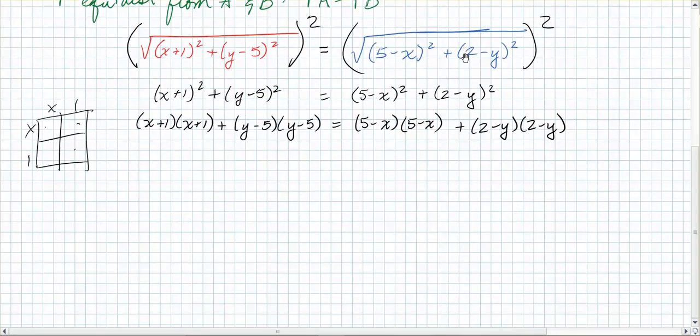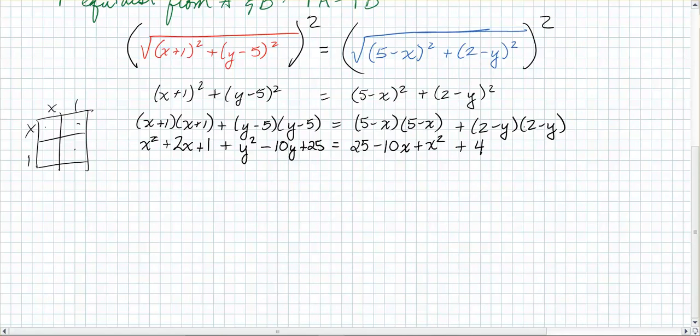Okay, so if you FOIL it, we end up with x squared plus 1x plus another x, so it's 2x plus 1. And then this part turns into y squared minus 5y minus another 5y plus 25 equals, and then over here we've got 25, and then minus 5x minus 5 more x plus x squared, and then plus 4, and then minus 2y, and then minus y times minus y is plus y squared.